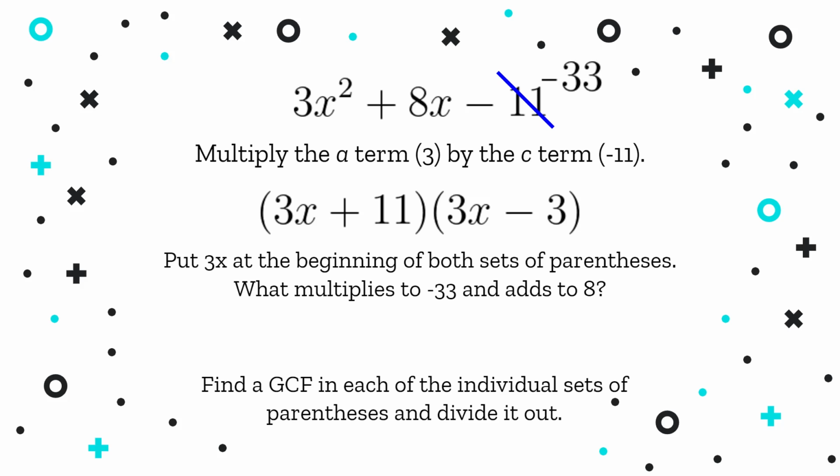So then you need to find a GCF in either one of or both of the sets of parentheses and divide it out. In this situation, there's a GCF in the set of parentheses with 3x minus 3, and that GCF is the number 3. So the number 3 is divided out to get a final answer of 3x plus 11 in one set of parentheses and x minus 1 in another set of parentheses.